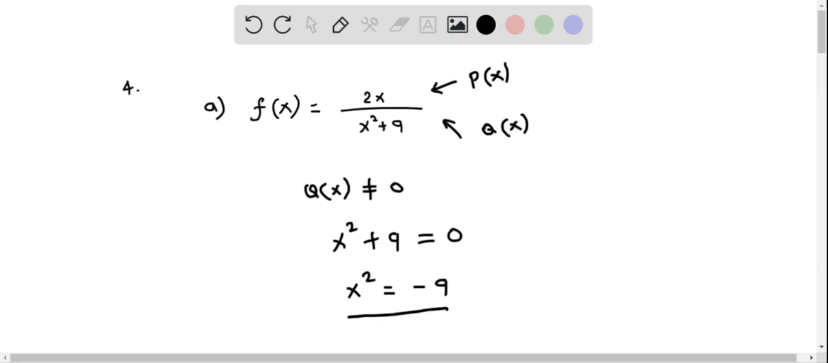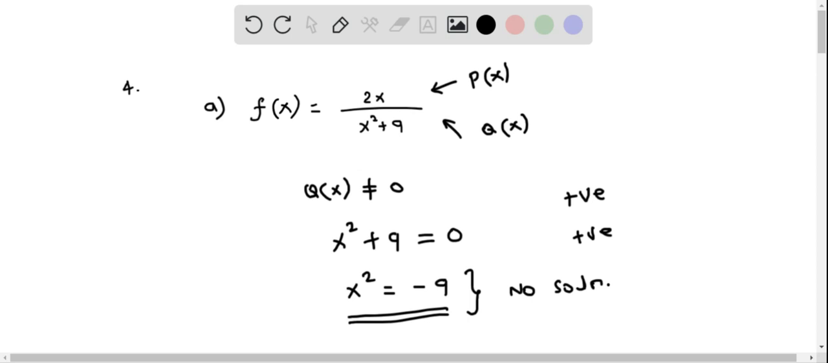And clearly we don't have any values of x such that its square is a negative number, because when you take a positive number, its square will be positive. Also, when we take a negative number, its square will also be positive. And this means this equation has no solution. And so we can easily understand that there are no values of x such that the denominator equals 0.